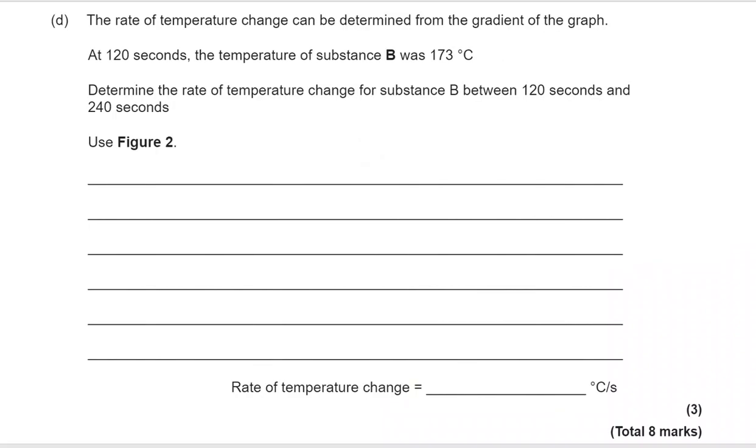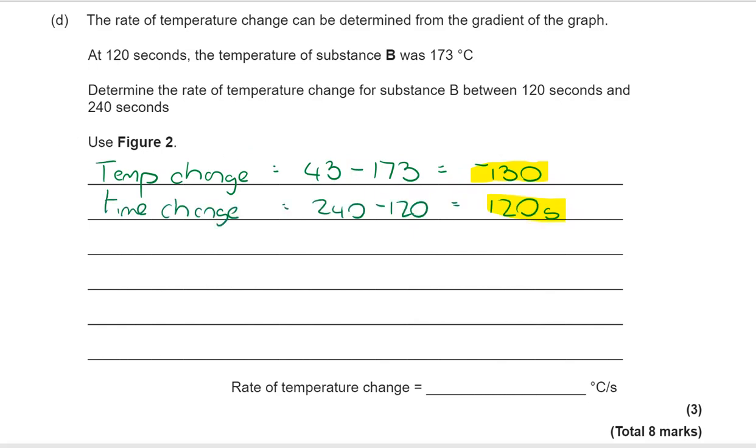And finally, for part D, we have got the rate of temperature change can be determined from the gradient of the graph. At 120 seconds, the temperature was 173. Determine the rate of temperature change for substance B between 120 and 240 seconds. But the temperature change we just calculated was 43. So to get to 173, there is a difference here of 130. And the time change here is 120 seconds.